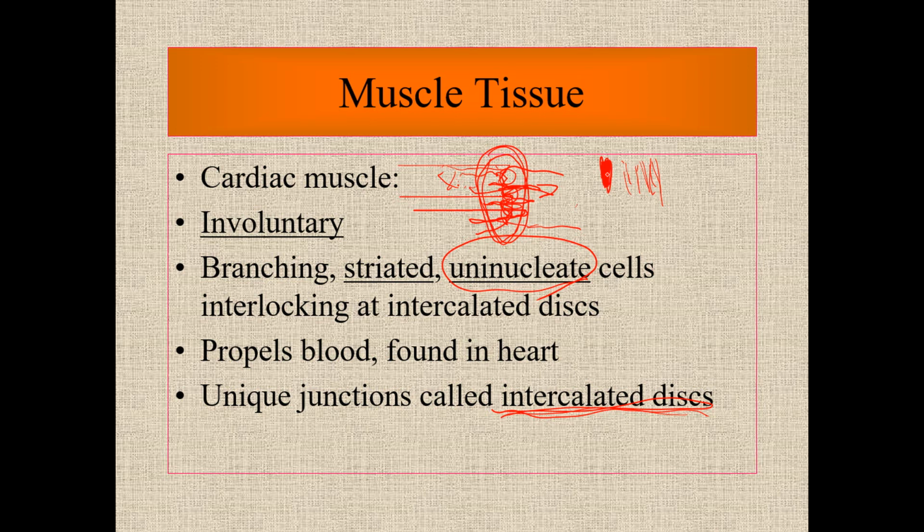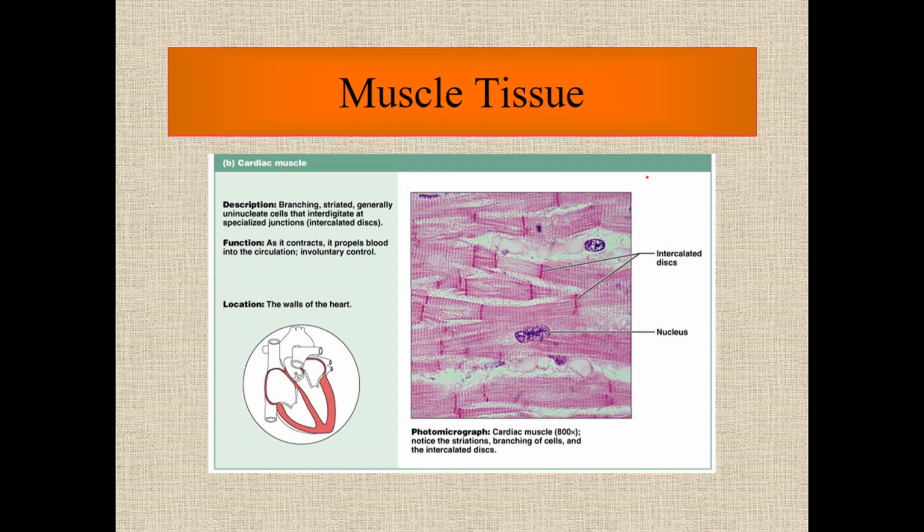Also keep in mind the striations are not as apparent in cardiac muscle as in skeletal muscle, and that's simply because cardiac muscle has so much more mitochondria. Even though we can't see the mitochondria, it will interfere with our ability to see those striations. So here's the cardiac muscle, and you can see the striations, and you can see these dark lines where one cardiac myocyte joins to another.